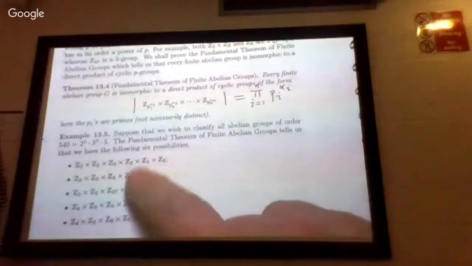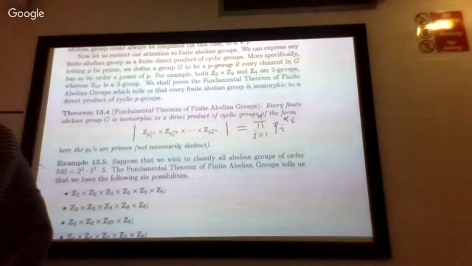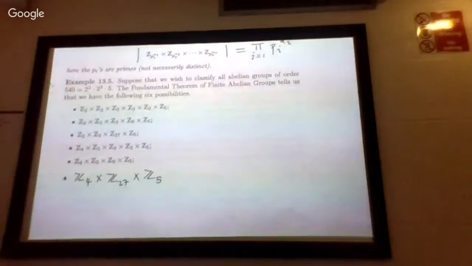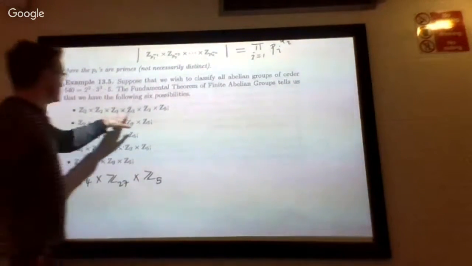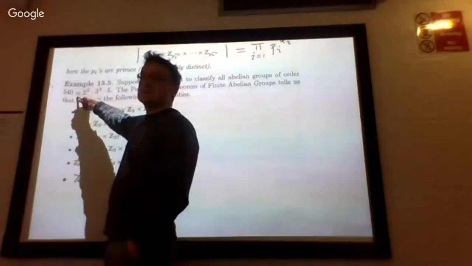And we can quickly see a not too big list. There's just one more at the top of the following page. So 1, 2, 3, 4, 5. Let's write it down there: Z4, Z27, Z5. Z4, Z27. That's the last one at the top of the following page. So there's just 1, 2, 3, 4, 5, 6 possible isomorphism classes for groups of size 540. You'll notice in each of these, the product of all the individual sizes always comes to 540.